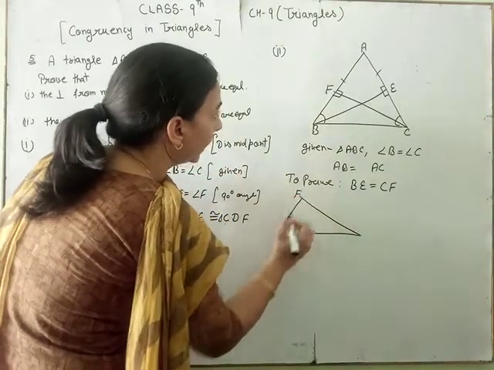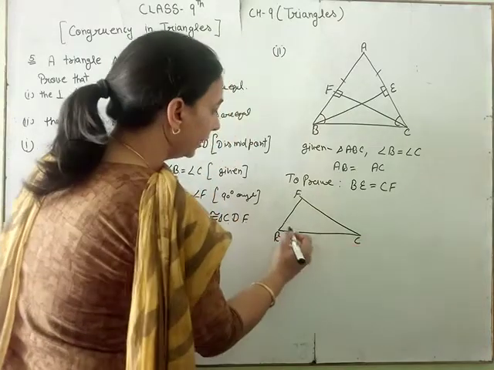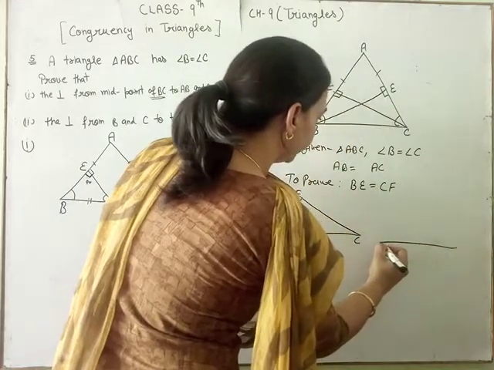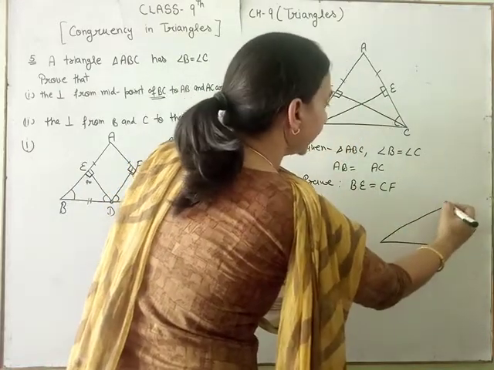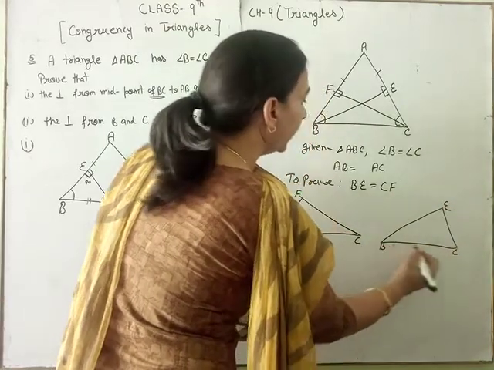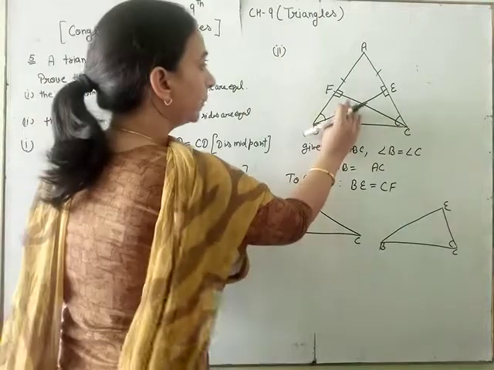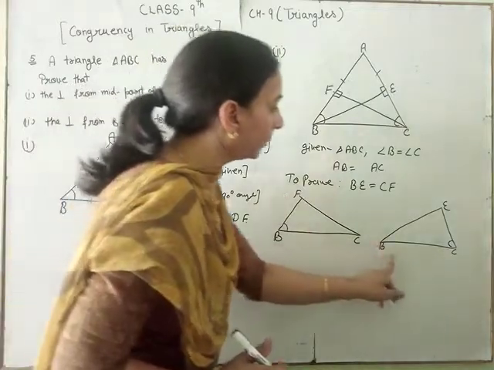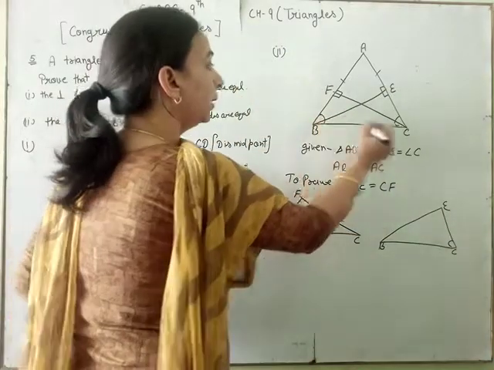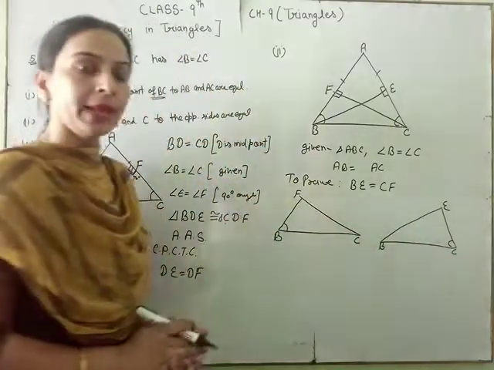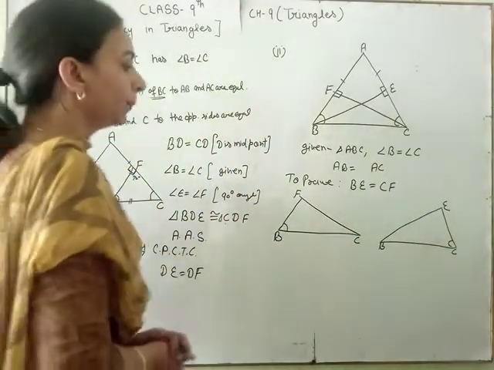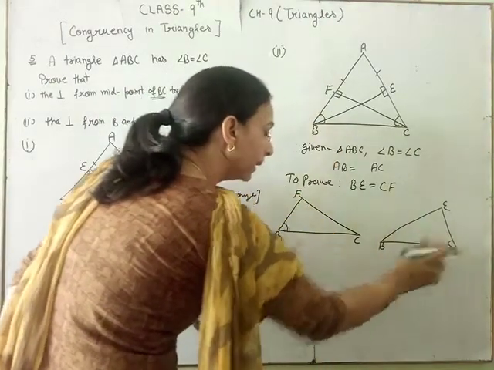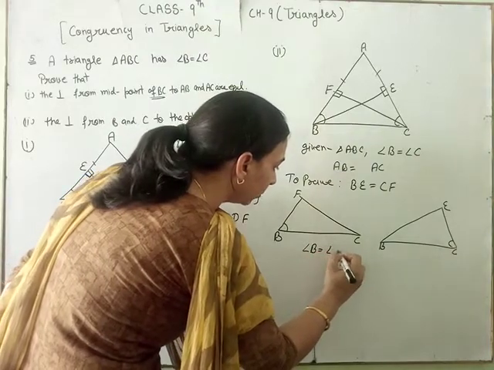Okay, this is point F, B, C. This is angle B, and in this triangle, this is point E, C, B, and angle C. Okay, this one is triangle BCF and this is triangle BCE. In these, angle B equal to angle C, already given. We have to show that these two triangles are congruent. Student, in this triangle, angle B equal to angle C of this triangle. Then we write angle B equal to angle C.